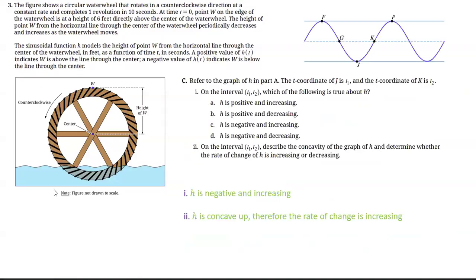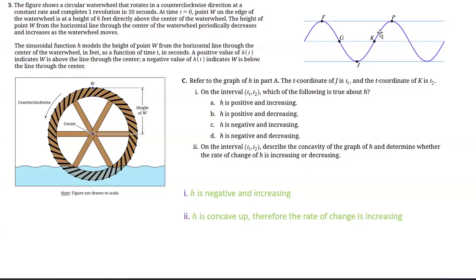All right, part C, refer to graph of H in part A. I just pasted it here. The t-coordinate of J is T1. T-coordinate of K is T2. On the interval T1 to T2, which of the following is true about H? J to K, it is clearly negative because the y value is 0 at the midline. So J to K is negative, not including K, because K is 0, okay? Yeah, it's open interval, not closed interval. It's open because it doesn't include K, okay?